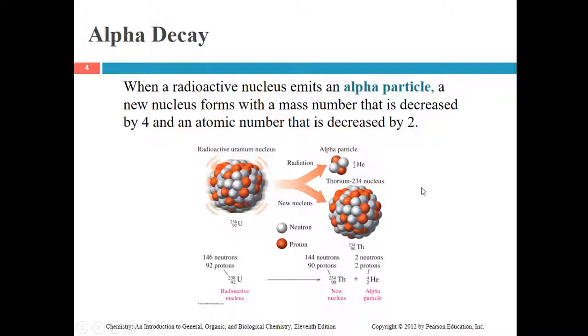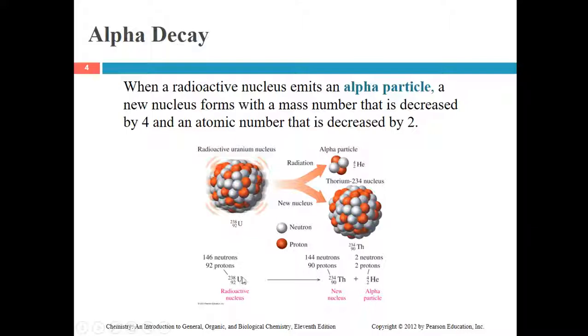So let's look and see. As we write it, we have our uranium on the left side, and it's going to decompose into thorium and an alpha particle. So uranium's total mass is 238. Why? Because it tells us it's uranium-238. And its atomic number is 92.